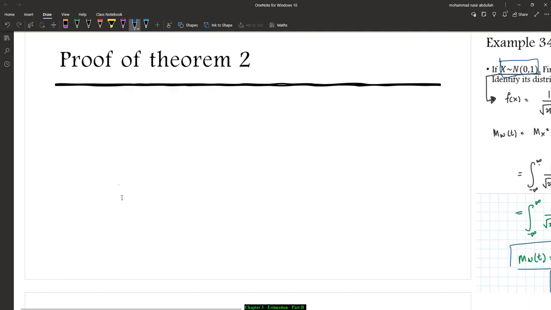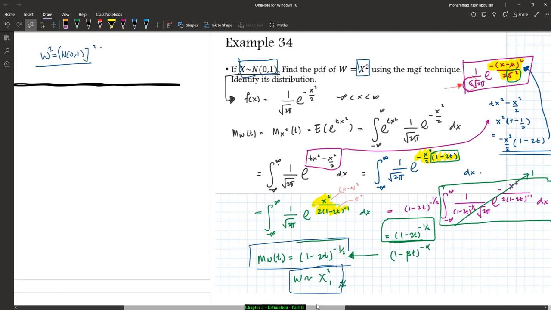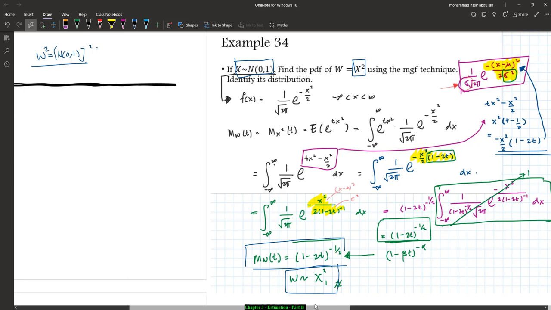So now, we know the MGF of W, where W is the standard normal squared, right? Okay, we understand this. So it's equal to (1 minus 2t) to the negative 1 over 2, which is a chi squared with 1 degree of freedom. Right, we already proved it in example number 34. You can check the proving. So I won't repeat the proving.